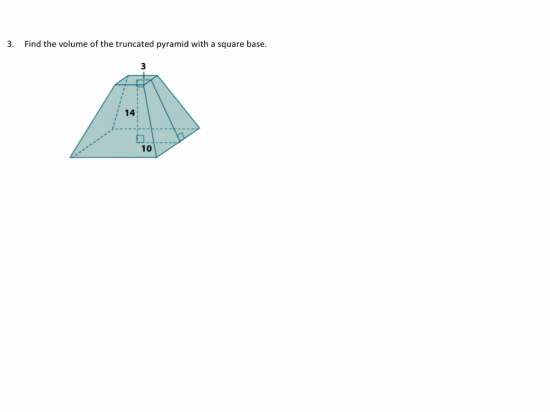A truncated pyramid is done the same way by setting up a ratio of the part to the whole and the part to the whole. Cross multiply. 10 times x is 10x. 3 times x is 3x. And 3 times 14 is 42. Solve it for x.